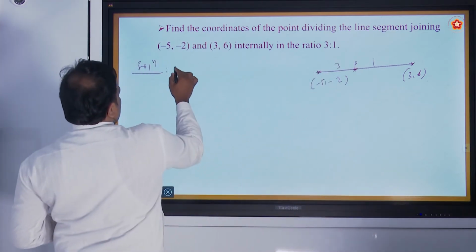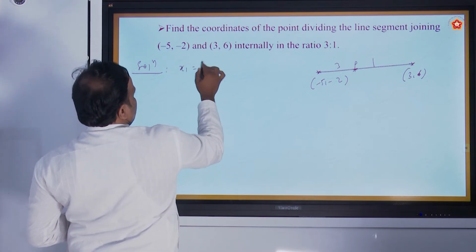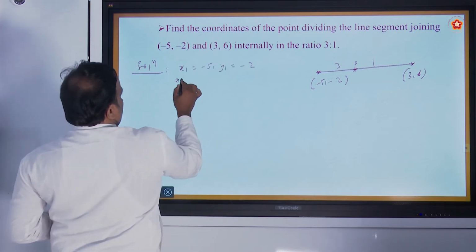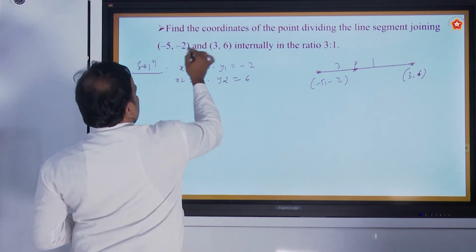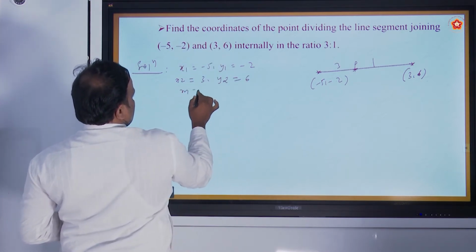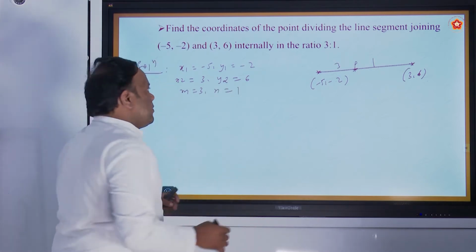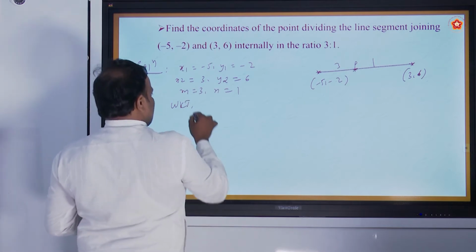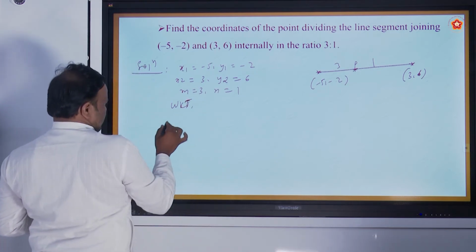Here given directly, write x1 is equal to -5, y1 is equal to -2, x2 is equal to 3 and y2 is equal to 6. So x1, y1, x2, y2, and m is equal to 3, n is equal to 1. You can write all the values separately. What is the formula? We know the section formula for internal division.